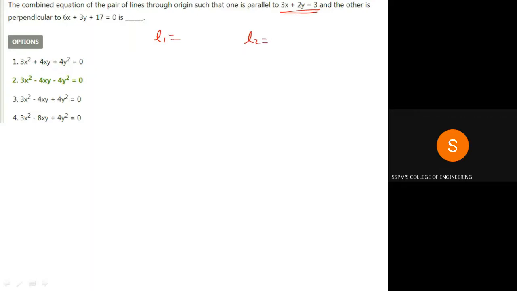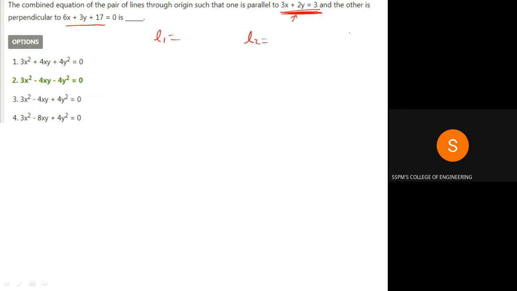And what are we given? One line is parallel to this. So the slope of this line will be equal to the slope of L1. Parallel lines both have the same slope, and the other is perpendicular to this line. So what about perpendicular? There is another way to find the slope of a perpendicular line. I have already told this.